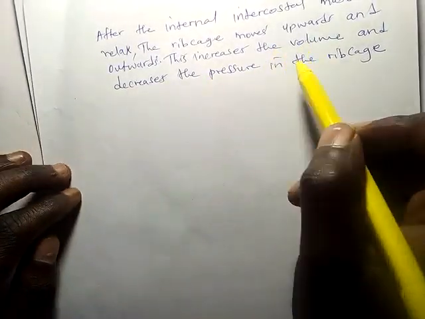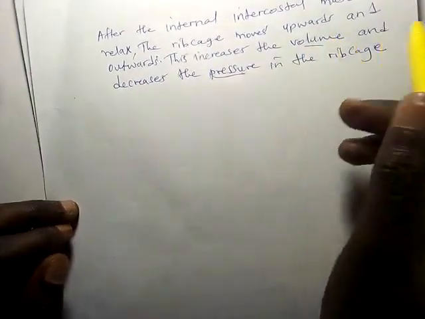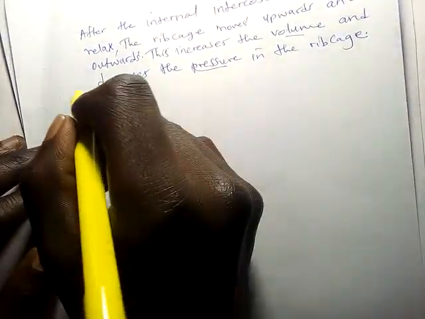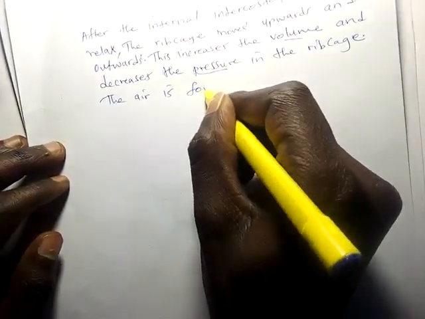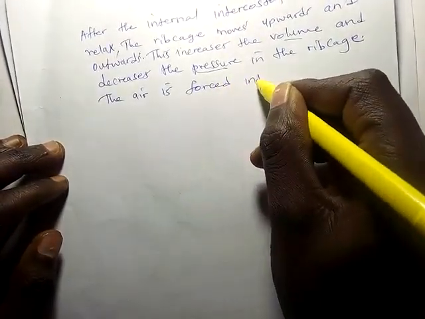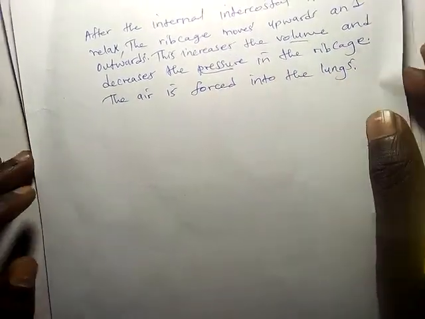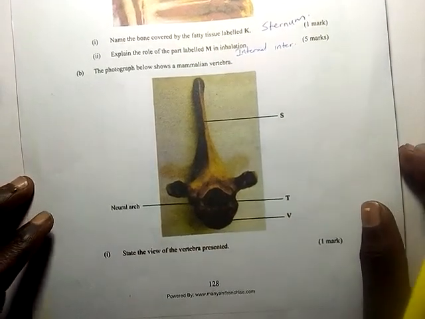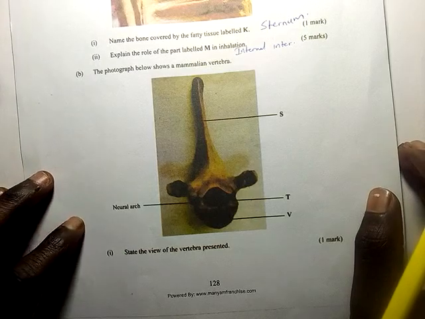Now after the pressure has decreased and the volume has increased, the air is forced into the lungs. The air is forced into the lungs. That is the role of the part labeled M.